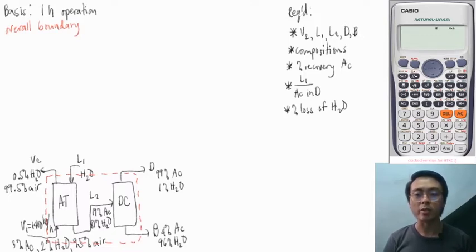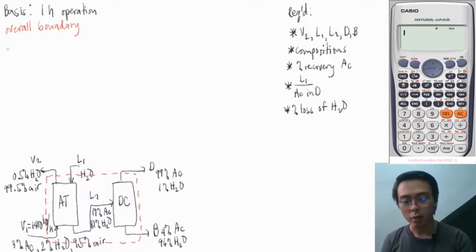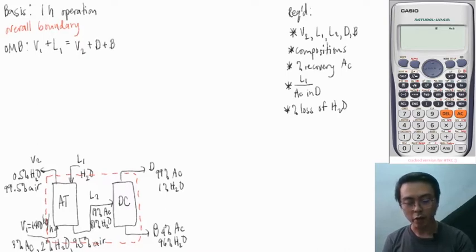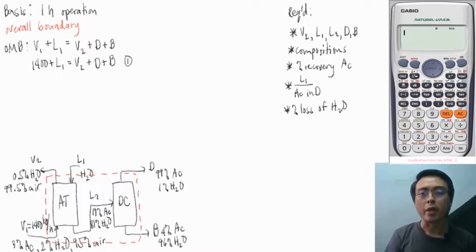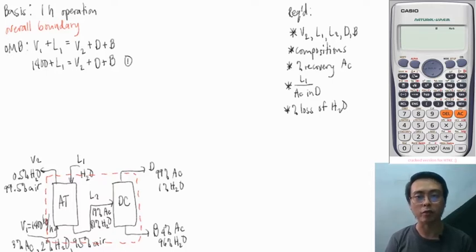The only streams going into the boundary are L1 and V1, and the only streams going out are V2, D, and B. So your overall material balance would be V1 plus L1 is equal to V2 plus D plus B. We're given the value of V1, 1,400. So substitute that, and we now have our equation 1. We have 4 unknowns in this equation, so we have to look for other equations before we can solve this one.